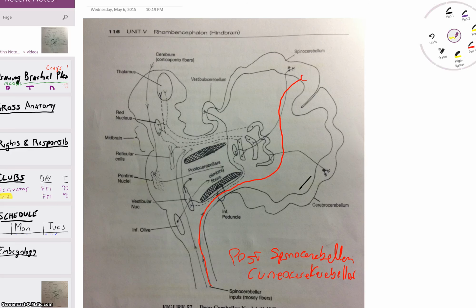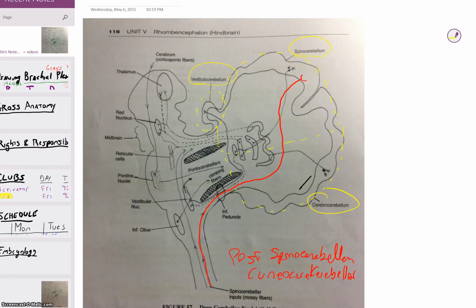And we know that it goes to the spinocerebellum because of the chart, I believe on page 109, where we've got these three functional subdivisions of the cerebellum. The spinocerebellum, vestibulocerebellum, cerebrocerebellum. They all have input from different parts. Vestibulocerebellum is this little area right here. Spinocerebellum, roughly this top half. And the cerebrocerebellum, roughly this bottom half.